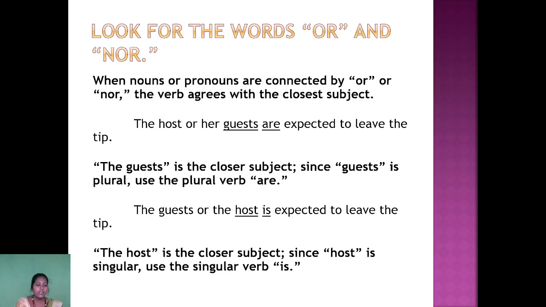Then the next example is: the guest or the host is expected to leave the tip. So first we see the plural form of a word and then we see the singular form of a word. So the guest or the host, anyone of them, we don't know which. So any one person is expected to leave the tip. That's why we use is. It's considered a singular verb. Then the host is the closest subject. Since host is singular, we use the singular verb is.